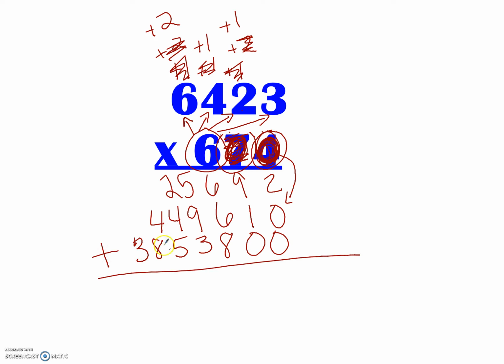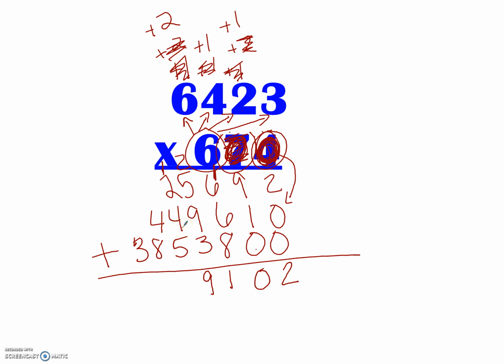Now we're going to add all of our answers up, starting with the ones place. 2 plus 0 is 2. 9 plus 1 plus 0 is 10. So we have to put our ones and carry our tens place, which is 1. So we have 1 plus 6 is 7, plus 8 is 15... So put our 1 in our ones place, carry our 2 to the next column. 2 plus 5 is 7, plus 9 is 16, plus 3 is 19. So we put our ones place, carry our tens again.